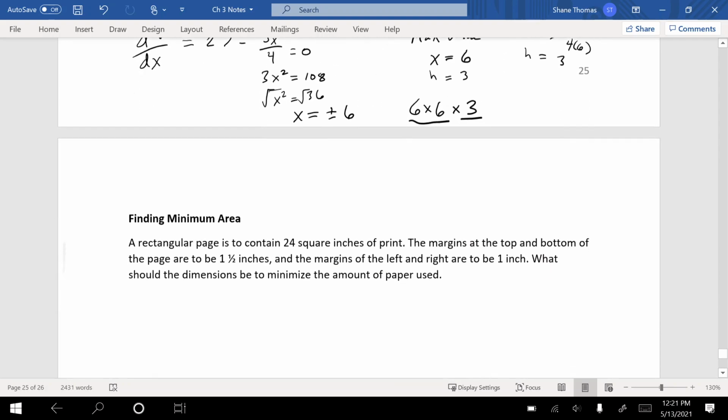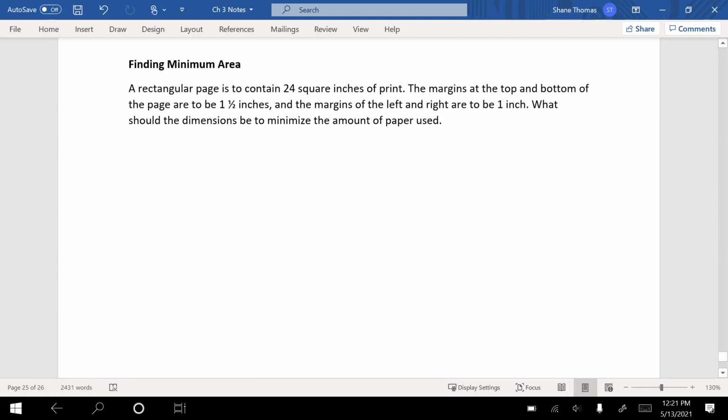All right, let's look at one more. We'll call it a day. So, when we're going to find minimum area. So we have a rectangular page contains 24 square inches of print. The margins at the top and bottom of the page are 1.5 inches, and the margin on the left and right are to be 1 inch. What should the dimensions be to minimize the amount of paper used?